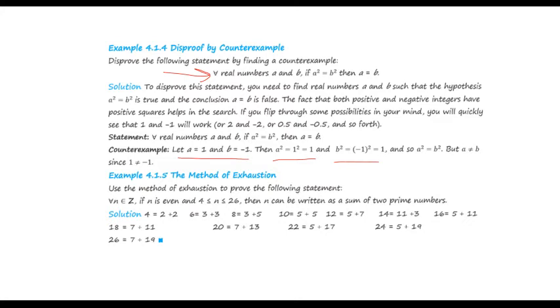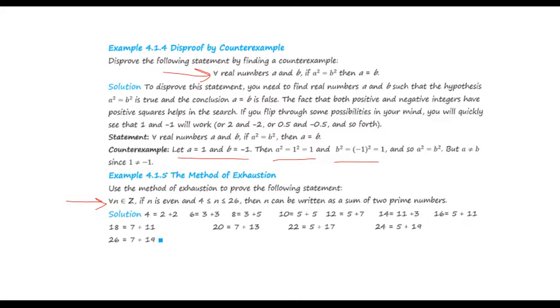In this method, we need to try all the possible cases and to make sure that all of them are true in order to prove a universal statement. So consider this example. For every n belongs to Z, so for every integer n, if n is even and n is greater than or equal to 4 and less than or equal to 26, then n can be written as a sum of two prime numbers.